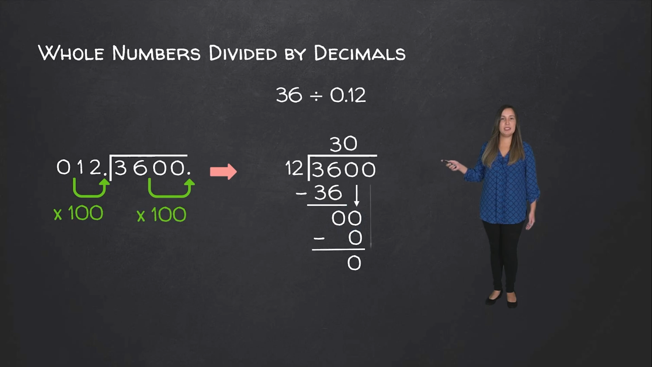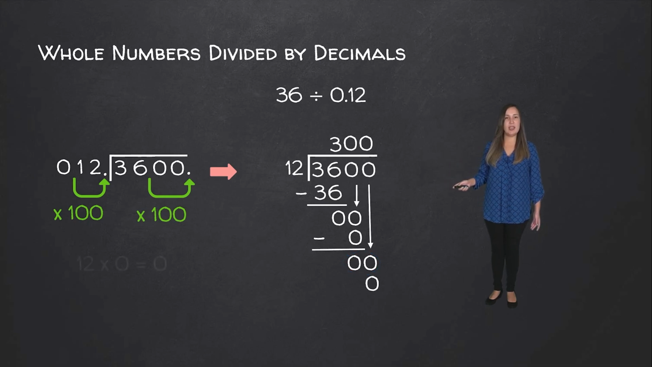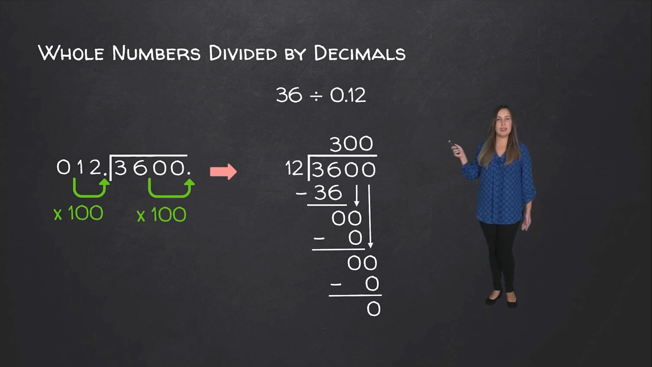And then we bring down the next 0 and ask ourselves, how many times does 12 go into 0? And again, that would be 0, because 12 times 0 is equal to 0. And so we have no remainder at all. And so 36 divided by 12/100 is equal to 300.